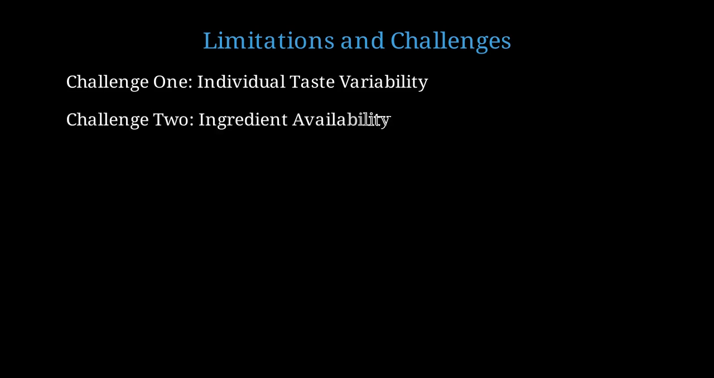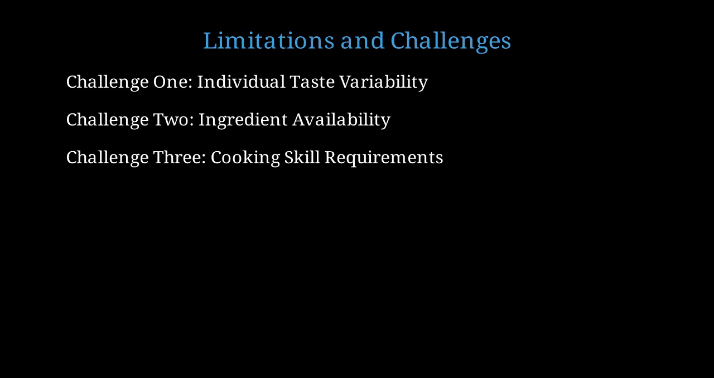Second, ingredient availability varies by region and season. The AI must be flexible and suggest alternatives when specific ingredients aren't accessible. Third, some optimized recipes require cooking techniques that might be beyond a user's skill level. The AI needs to assess and match recipe complexity to user capability.